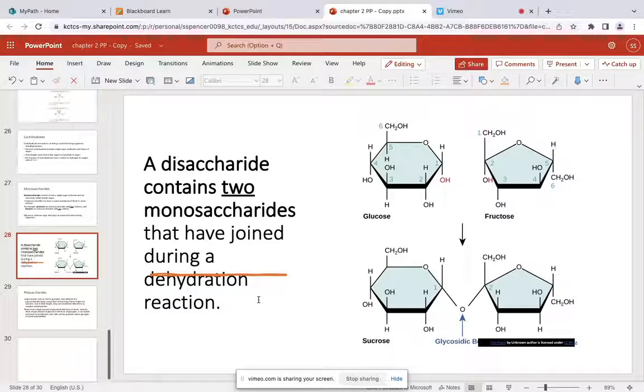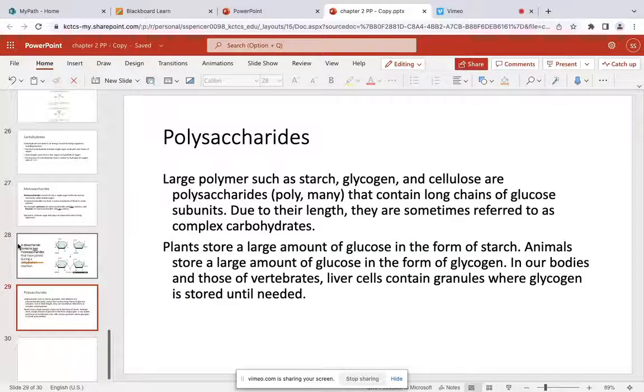So a disaccharide, di meaning two, is two sugars joined together, two monosaccharides that have joined during a what? Remember, we talked about monomers becoming polymers, those subunits, through a dehydration reaction. And this is just an example of a disaccharide. We have sucrose here, and then you can clearly see this joining. And we have polysaccharides, right? Polysaccharides are just large polymers such as starch, glycogen, and cellulose. We'll go over these individually and why they are important.